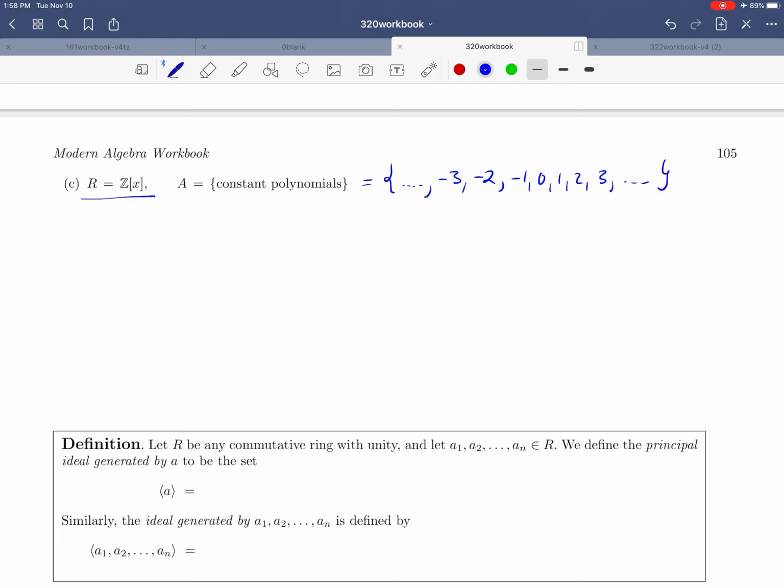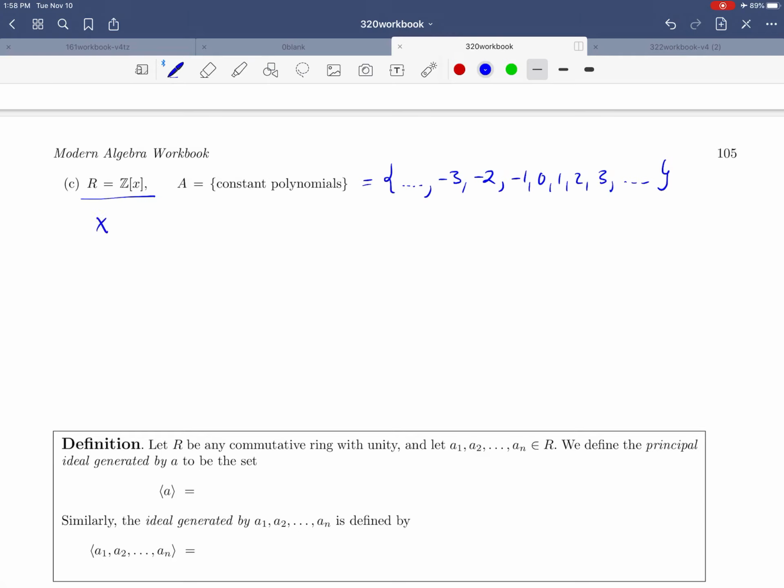So let's see, what do you think? If we take something in the ring and multiply by a constant polynomial, do we get a constant polynomial? That doesn't sound right, does it? No, definitely doesn't sound right. We just need to find one example of something in R that when we multiply by a constant polynomial isn't a constant polynomial, and that's not that hard to find.